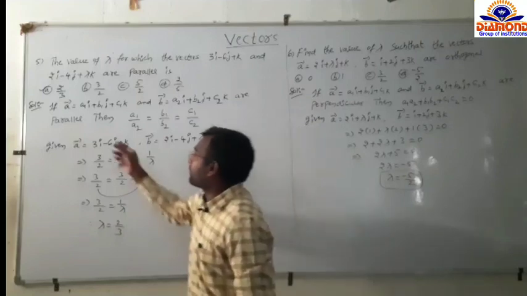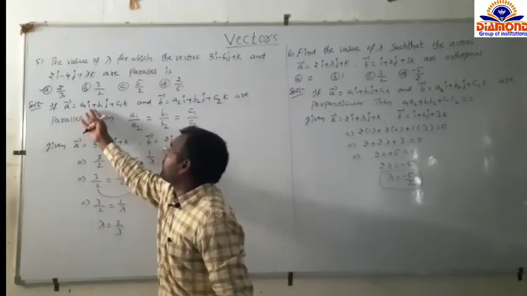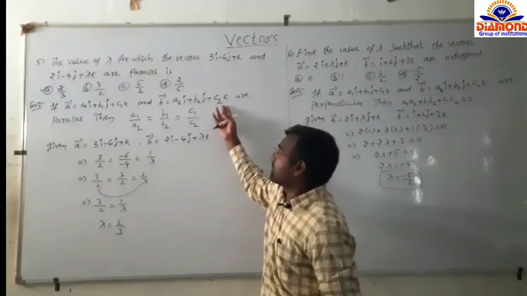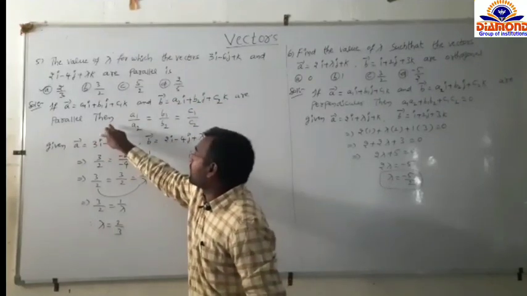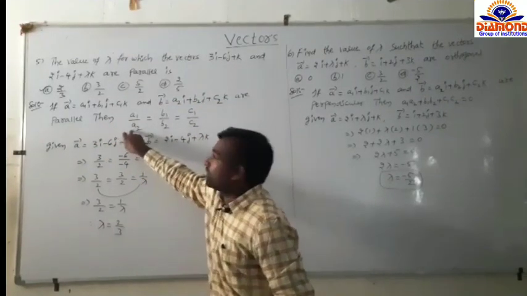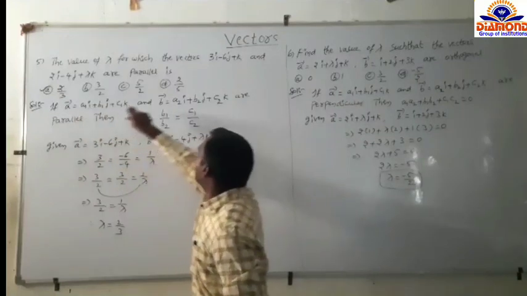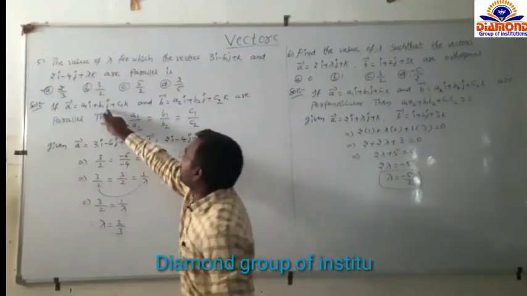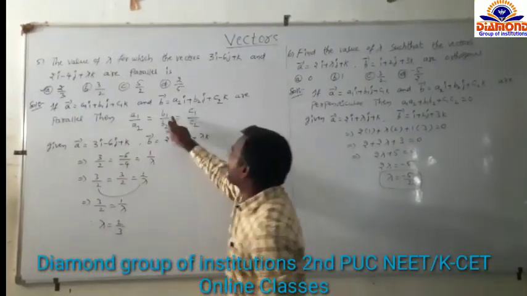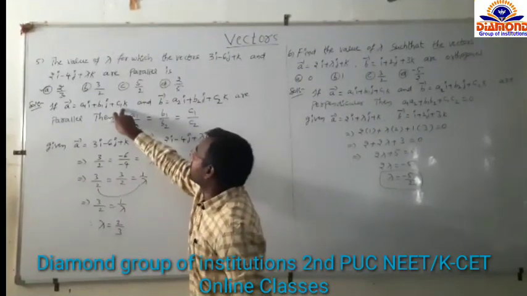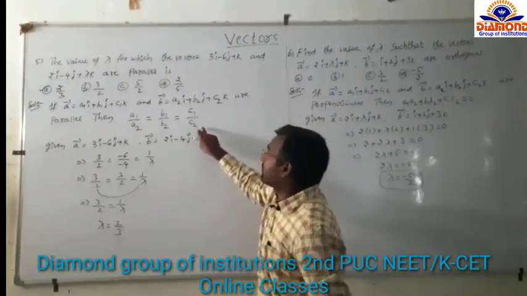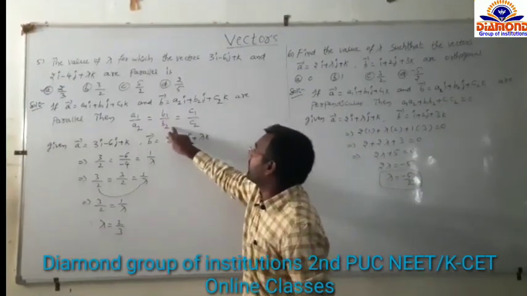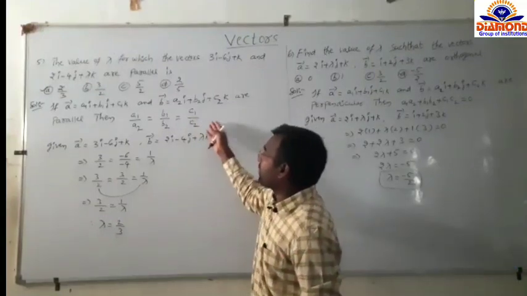If the first vector is a bar equal to a1i plus b1j plus c1k and the second vector b bar equal to a2i plus b2j plus c2k are parallel, then the condition is i coefficient by i coefficient. That means the first vector's i coefficient is a1, the second vector's is a2. So a1 by a2 equal to j coefficient by j coefficient, b1 by b2. Similarly the k coefficients, c1 by c2. So if two vectors are parallel, the condition is a1 by a2 equal to b1 by b2 equal to c1 by c2. Now apply this formula to this problem.